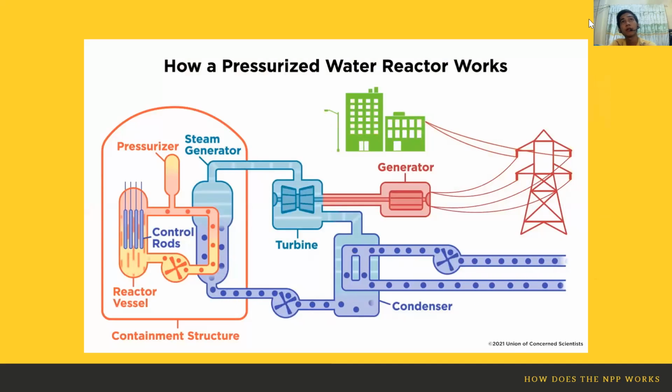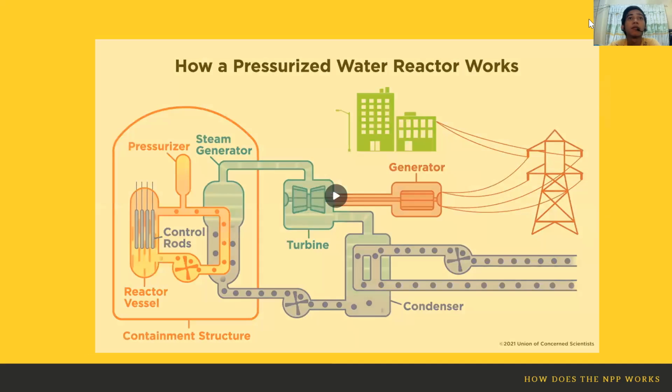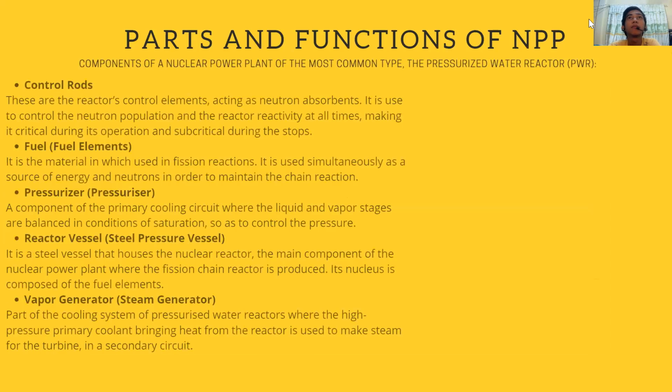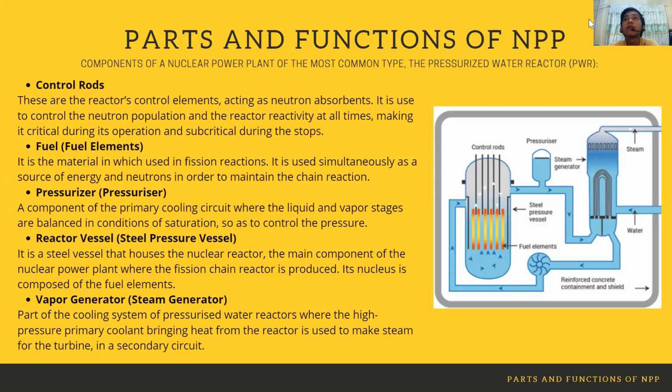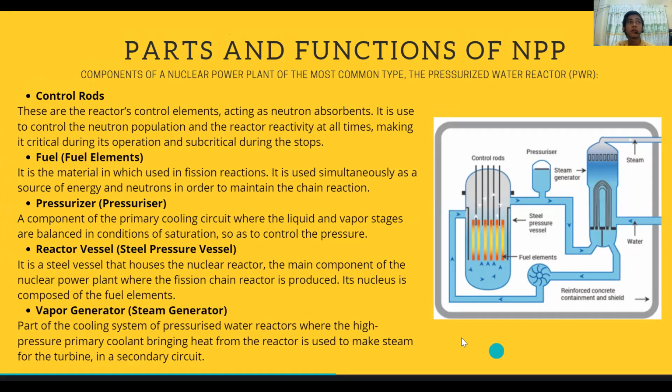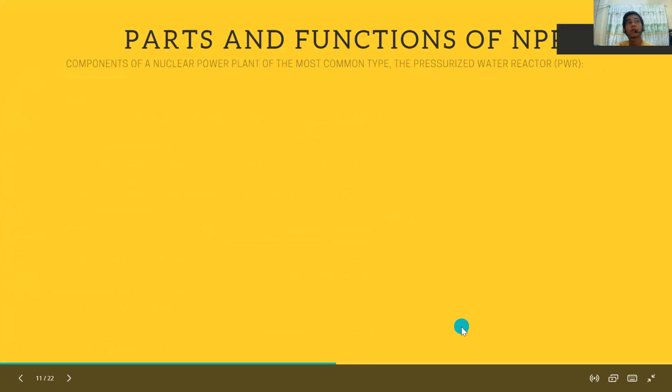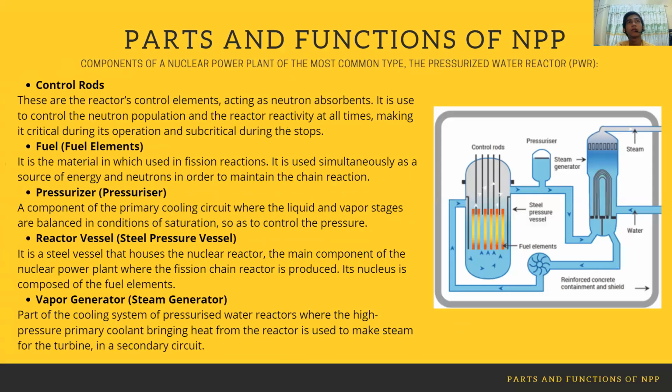How a pressurized water reactor works. Parts and functions. Parts and functions of a nuclear power plant. These are the components of a nuclear power plant of the most common type, the pressurized water reactor.